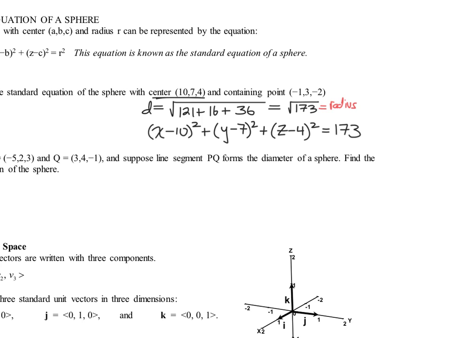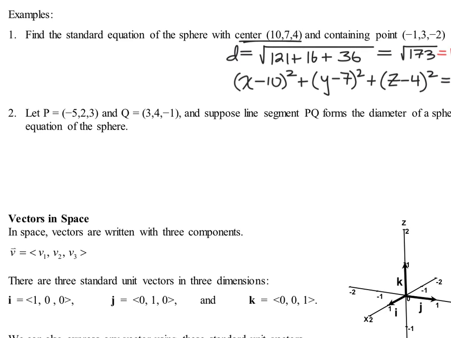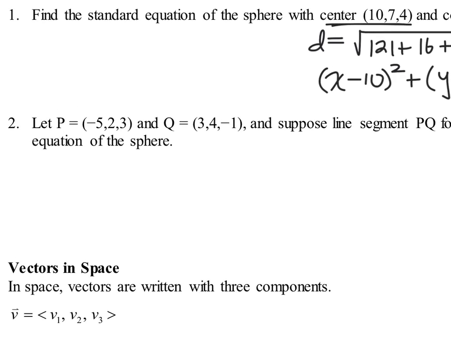So we have coordinates P and Q, and line segment PQ forms the diameter of a sphere, and we want to find the equation of this sphere. The big key ingredient there, I mentioned it last time, was the idea that it forms the diameter, which would mean that its midpoint would be the center of the sphere. So I'm going to find the midpoint of PQ. That's just the average of the 2 coordinates. So -5 plus 3 is -2, divided by 2 is -1. 2 plus 4 is 6, divided by 2 is 3. 3 plus -1 is 2, divided by 2 is 1. So this would be the center.